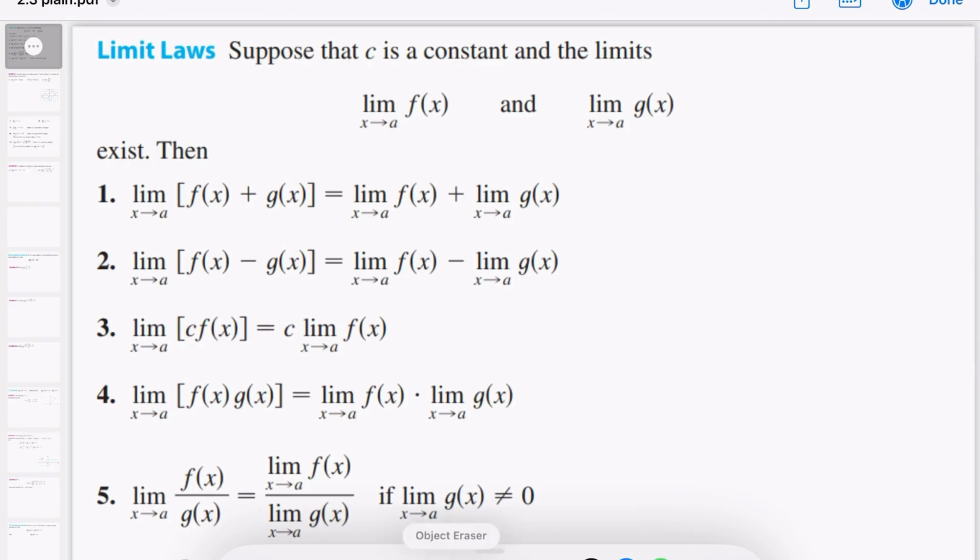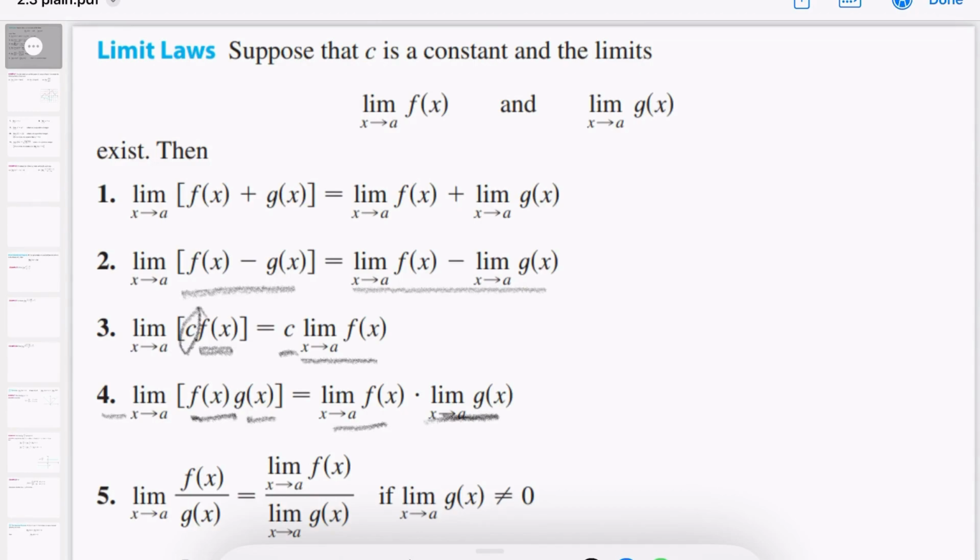The first one is the sum law. It says that the limit of the sum is the sum of the limits. The second one is the difference law. It says the limit of a difference is the difference of the limits. The third one says that the limit of a constant times the function f, or any function, is the constant times the limit of the function. The fourth one is the product rule, or law. The limit of a product is the product of the limits.